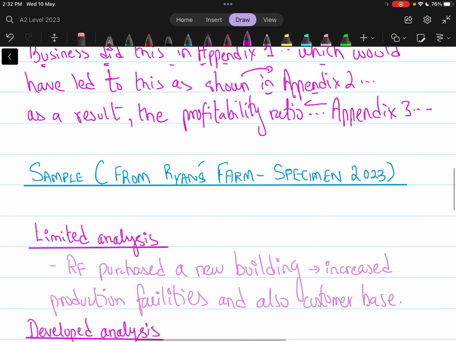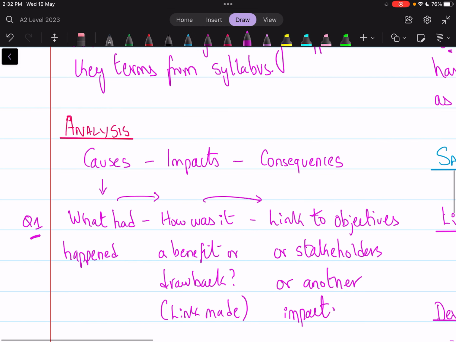So let's say a candidate does a limited analysis. RF purchased a new building which increased production facilities and also customer base. Now this is limited analysis. Why? Because the candidate stops here.